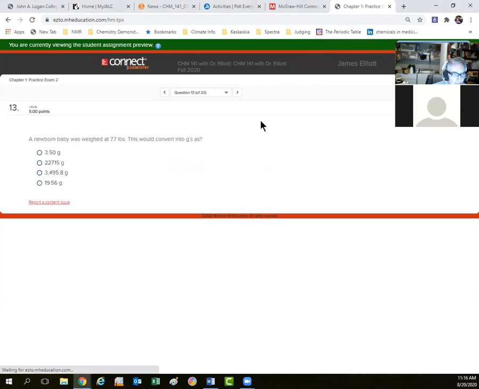Next one. Newborn baby weighing 7.7 pounds. Convert into grams. And we said to convert, that would be multiplying by 454 to turn it into the gram equivalent. That'd be the 3400. Let me check. Yep, 3,495.8. Bingo.